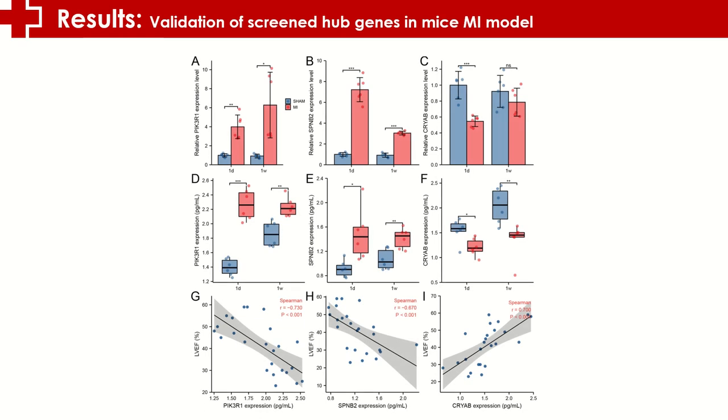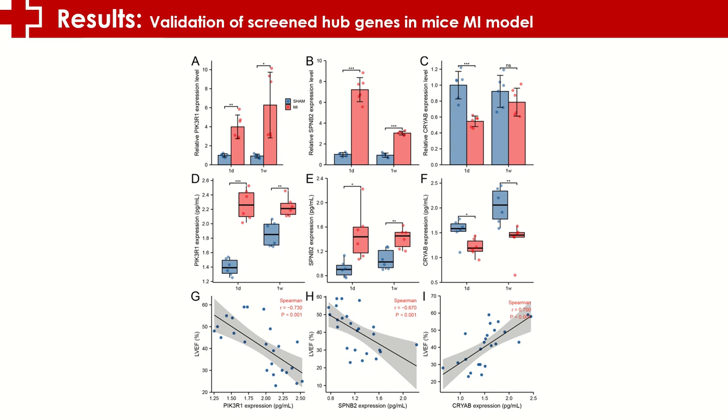And the validation part. First, we use the mice model to validate, and figures A to C are the qPCR results. We found that PIK3R1 and SPNB2 expression in the MI group was higher than the control group, while CRYAB at 1 day was lower expressed in the MI group, and there's no significant difference at 1 week after myocardial infarction.